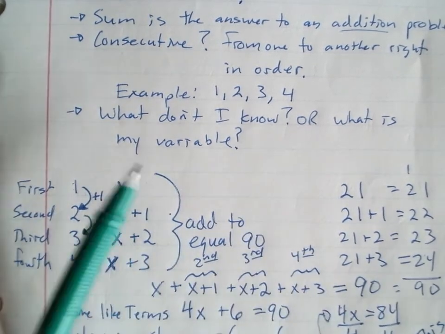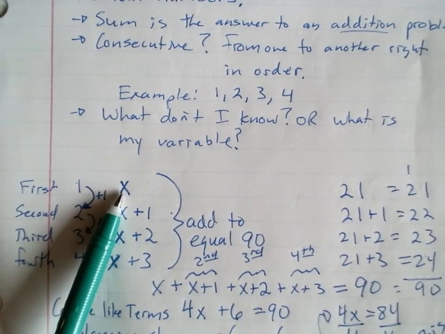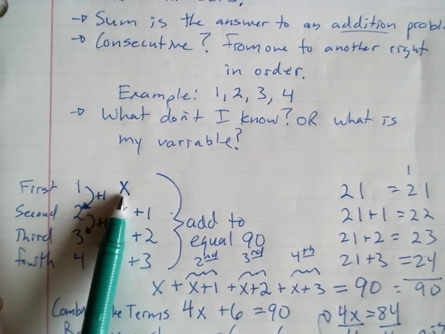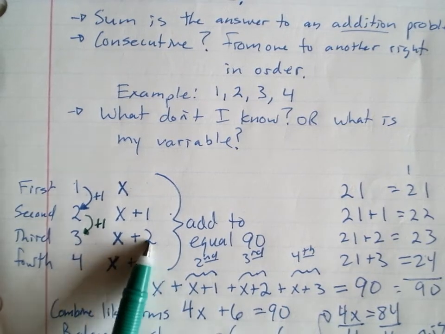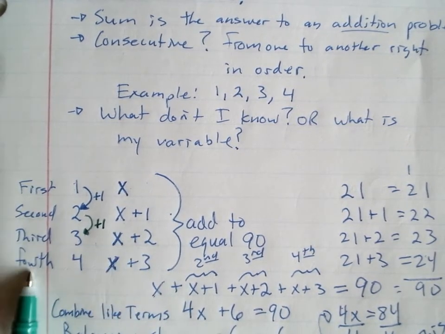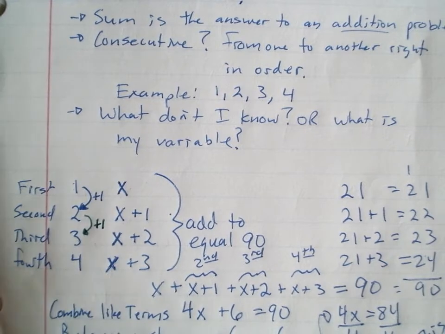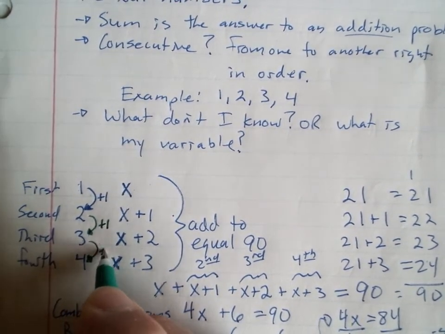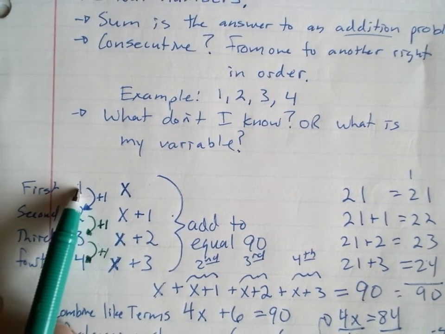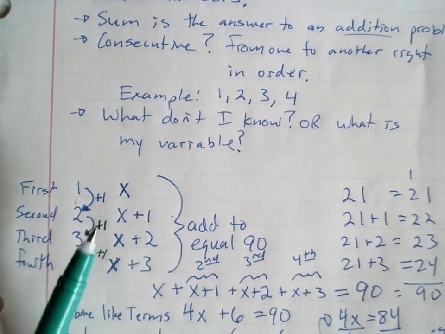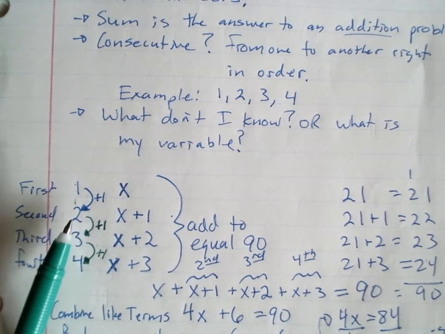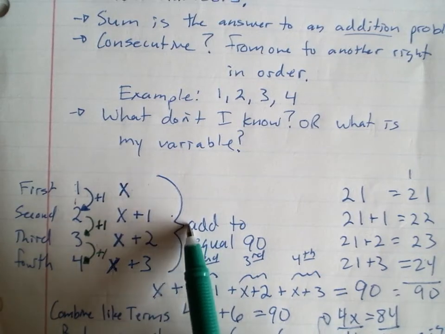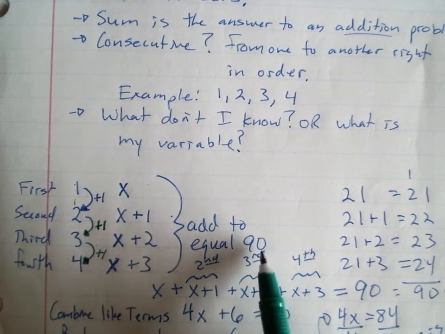So what I've done is I've established what is my x. X is going to be the first number. The second number is 1 more than the first number. The third number is going to be 2 more than the first number. The fourth number is going to be 3 more than the first number, right? Because I have to add 1 more time to get to the fourth number. So 1 plus 3 would give me 4, and see how that would be consecutive. 1, 2, 3, 4.